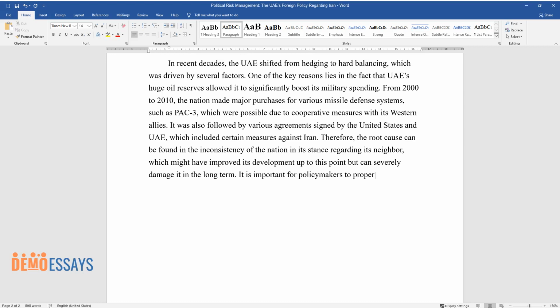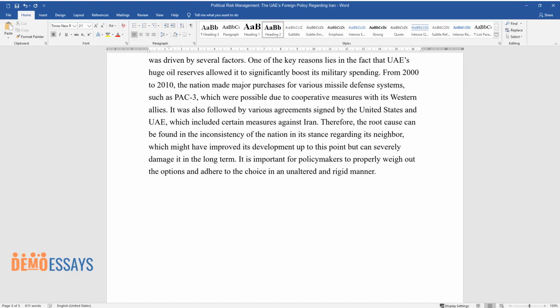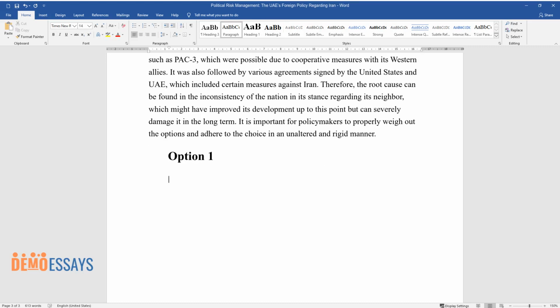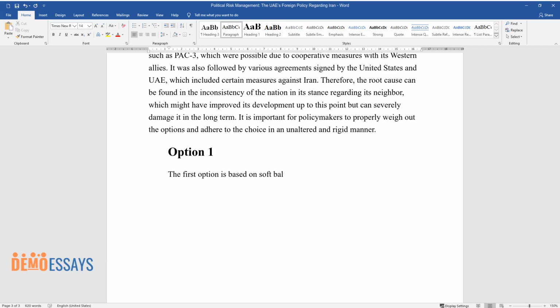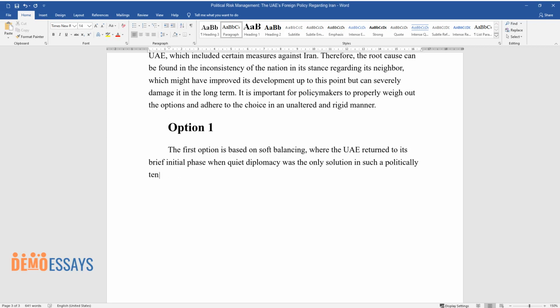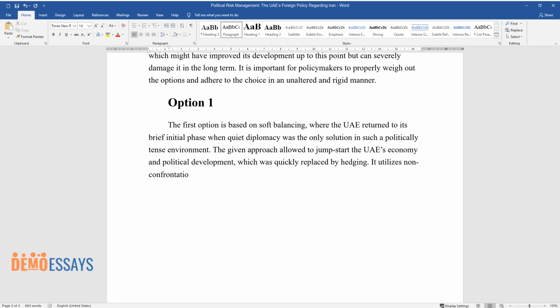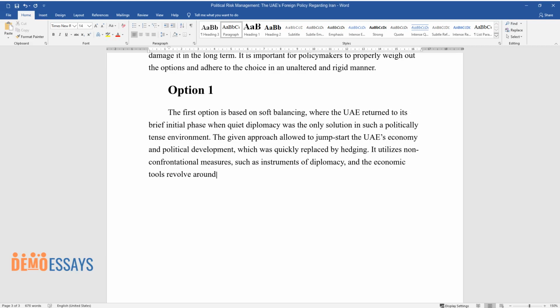It is important for policymakers to properly weigh out the options and adhere to the choice in an unaltered and rigid manner. Option 1. The first option is based on soft balancing, where the UAE returned to its brief initial phase when quiet diplomacy was the only solution in such a politically tense environment. The given approach allowed to jumpstart the UAE's economy and political development, which was quickly replaced by hedging. It utilizes non-confrontational measures, such as instruments of diplomacy, and the economic tools revolve around blind neutrality, where Iran is treated as all other nations.